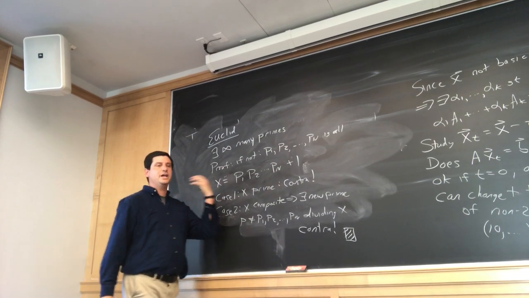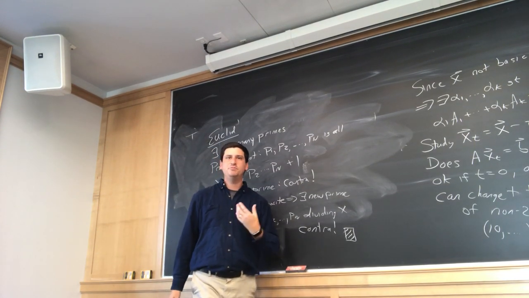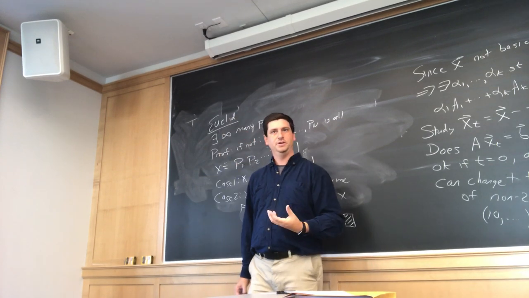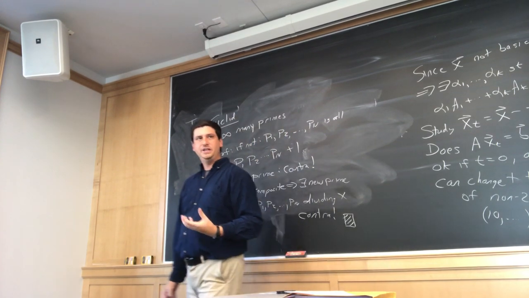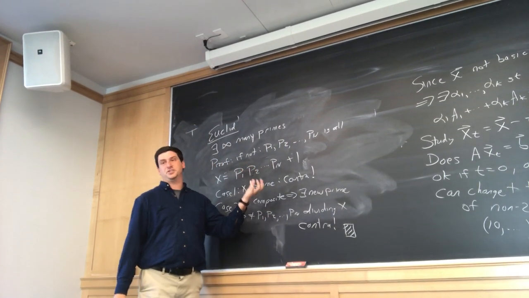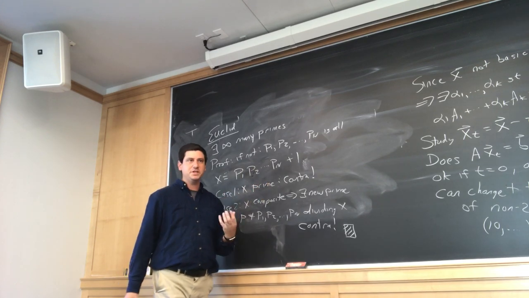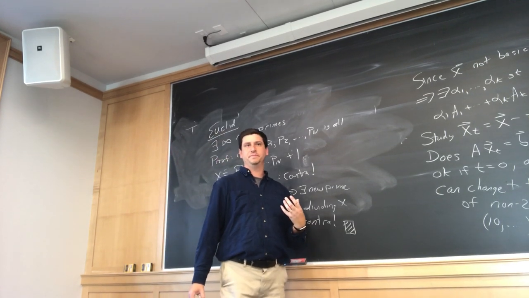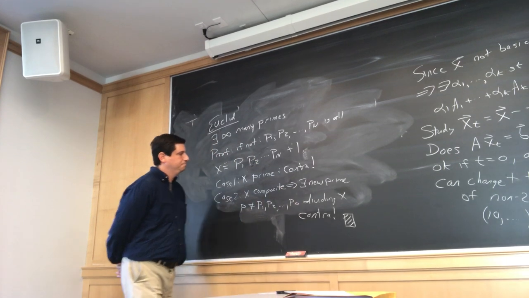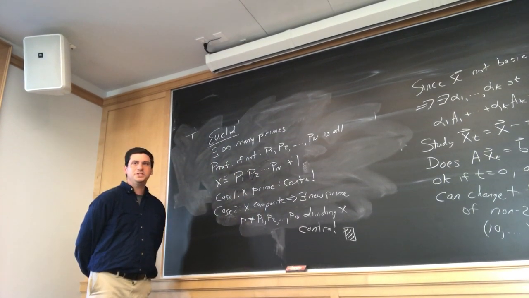This gives you a terrible growth rate of how many primes there are up to x. It's extremely bad. It gives you a growth rate of about log log x. The number of primes up to x is about x over log x. Now, how many of you have seen this proof before?